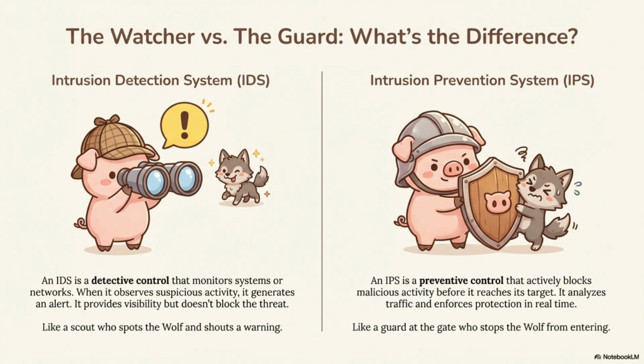An intrusion prevention system, or IPS, is a preventive control that actively blocks malicious activity before it reaches its target. This distinction matters on the exam. Detection provides visibility and alerting, while prevention enforces protection in real time, even though both technologies may analyze traffic using similar packet inspection techniques.